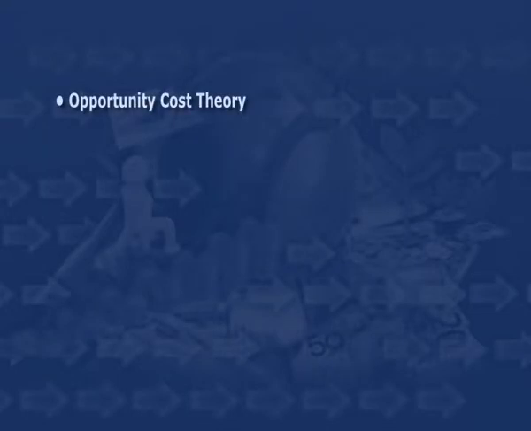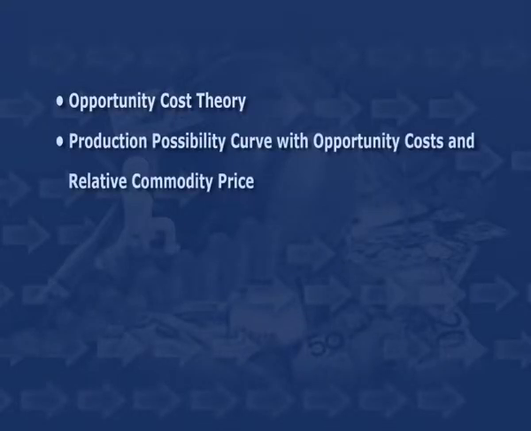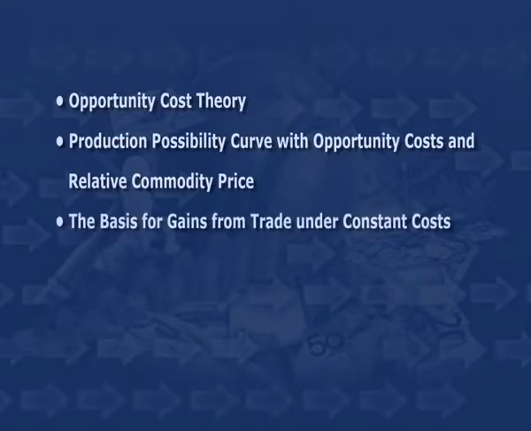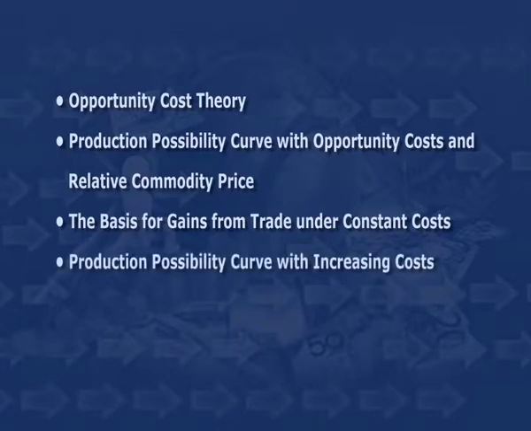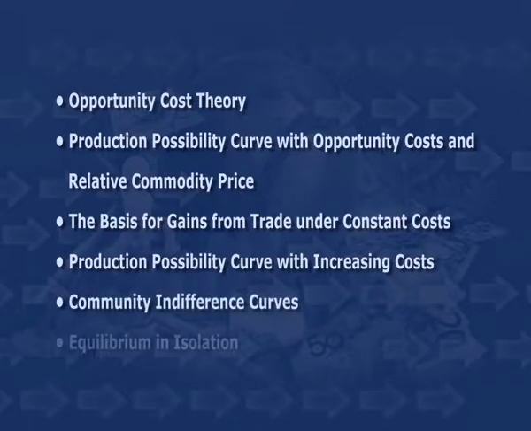International Trade Theory. Hello friends, in this session we will talk about opportunity cost theory, production possibility curve with opportunity costs and relative commodity price, the basis for gains from trade under constant costs, production possibility curve with increasing costs, community indifference curve and equilibrium in isolation. Let me introduce you to Ricardo's theory.